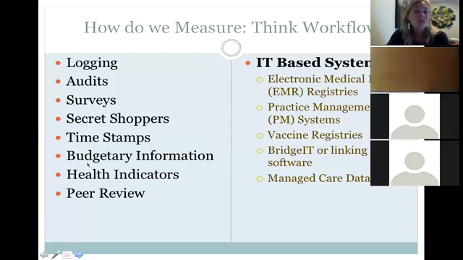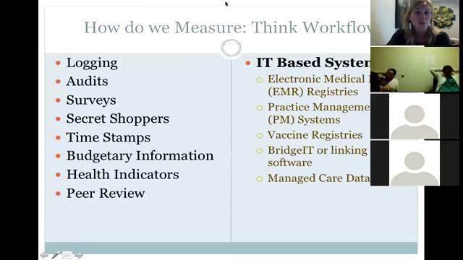Okay? In terms of how you collect this information and what kinds of measurements you're doing, oftentimes it's helpful to think about it in terms of workflows. Are there things that you log, maybe in a lab, or vaccines? Are there things you have to do audits on, things that you have surveys around, mystery shopper things that you do? Do you pull timestamps from your practice management system or your EMR? Is there budgetary information that you have to print and report out on? Are there specific health indicators, smoking cessation counseling, any things like that that you keep track of? And then any peer reviews that you do, either provider to provider, MA to MA.